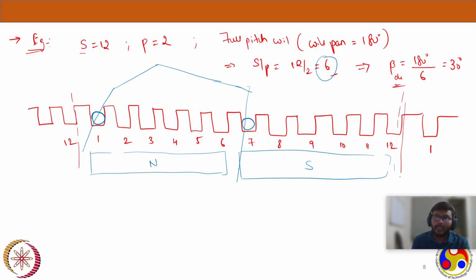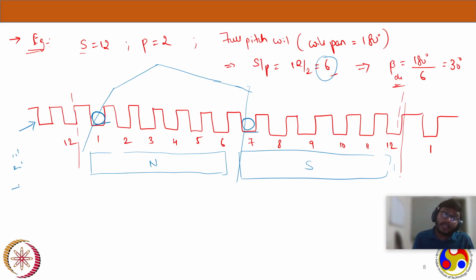Now the convention we followed till now was 1 dash, 2 dash for the return path. But to make it simple and easy to remember, if it is 1, the return path will be 7 dash. That's how we will take the convention. So this is a single layer winding. Single layer winding means each slot will have only one coil side. That means slots 1 and 7 are occupied by a single coil, that is coil number 1. If we have 12 slots, you can place only 6 coils in it because each coil takes 2 slots for both coil sides.